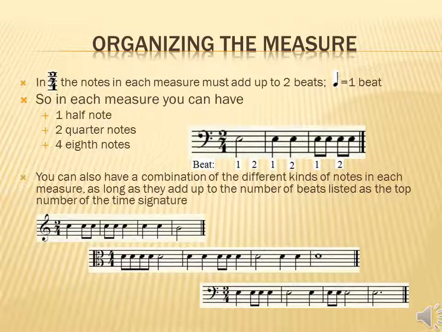In 2/4, the notes in each measure must add up to 2 beats. The quarter note equals 1 beat. So in each measure, you can have 1 half note, 2 quarter notes, and 4 eighth notes. And it would sound like this.